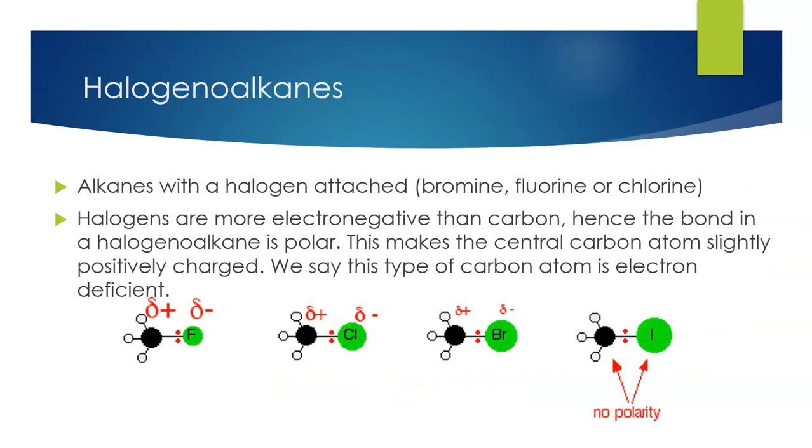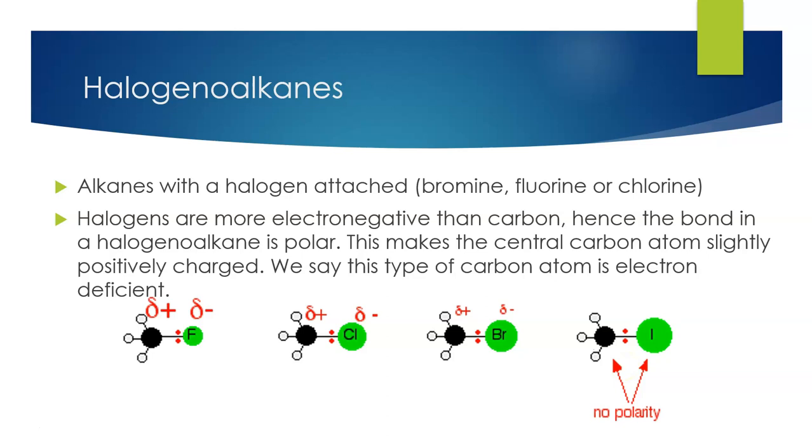Halogenoalkanes, we should remember, are alkanes with a halogen attached. These can be bromine, fluorine, or chlorine. They can even be iodine, but we tend to see a lack of polarity between these two. They have very similar electronegativity. So we see here that fluorine, of course, will give us the greatest dipole, then chlorine, and then bromine. We start to lose that polar nature of the bond by the time we're at iodine.